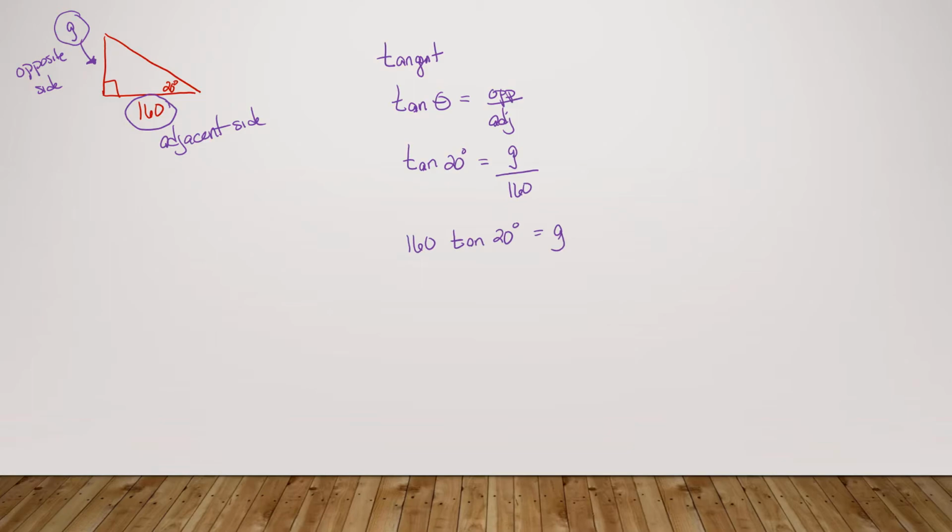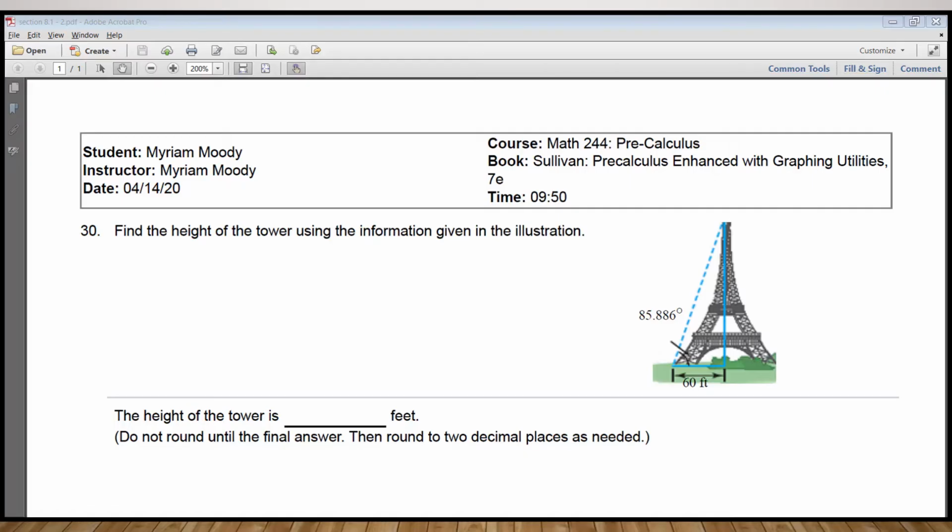Now it's time to do some calculator work. So we're going to take the tangent of a 20-degree angle, and we get to multiply by 160. Hopefully your answer is the same as mine. We get 58.2 approximately. And our answer is in feet. So the length of the gorge is approximately 58 2/10 feet wide. Cool? Okay.